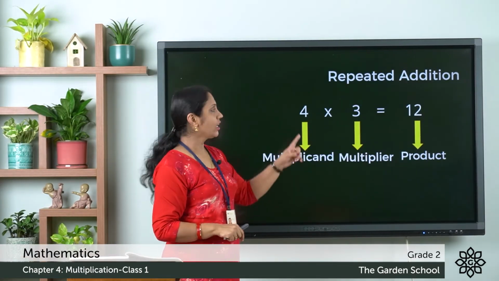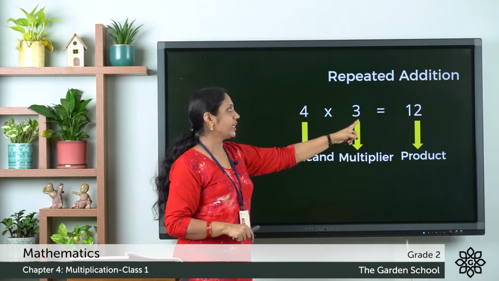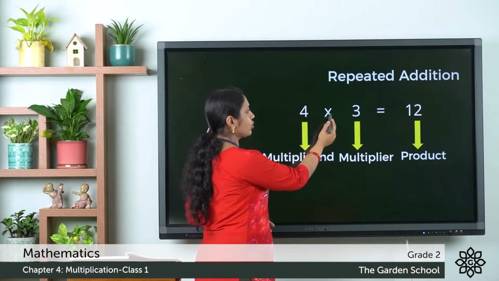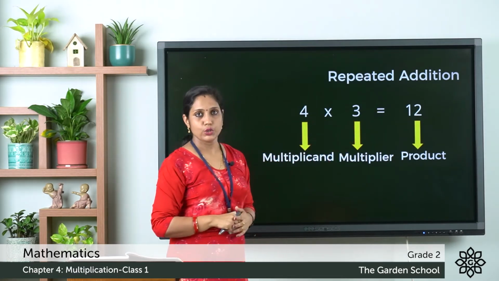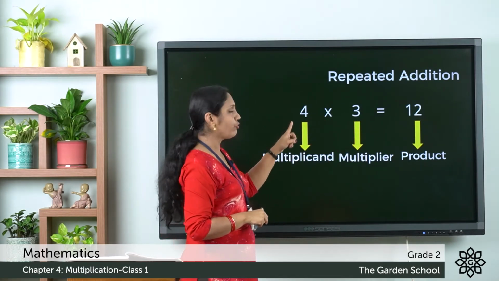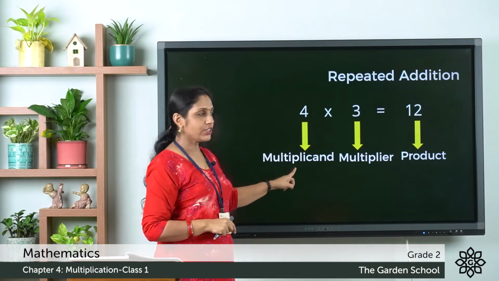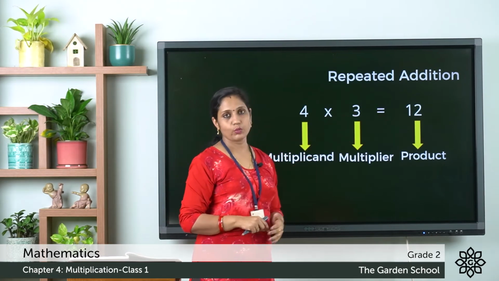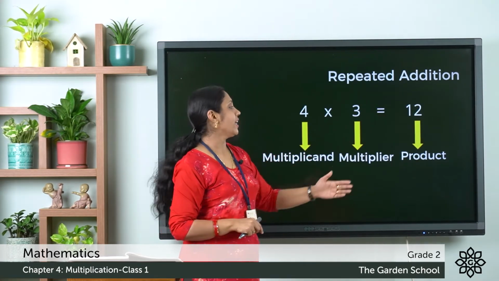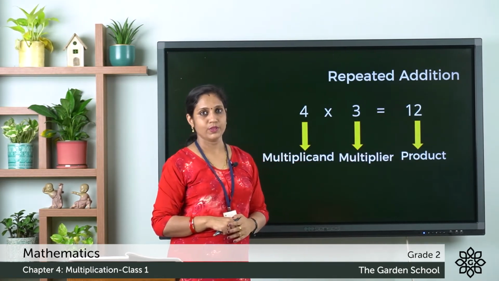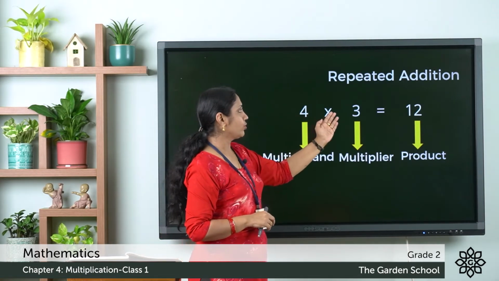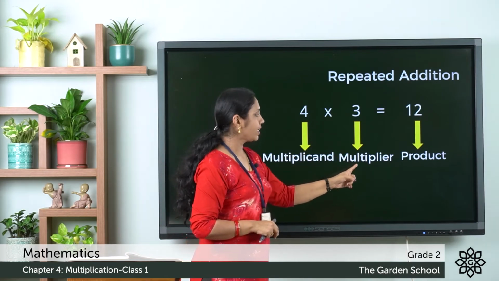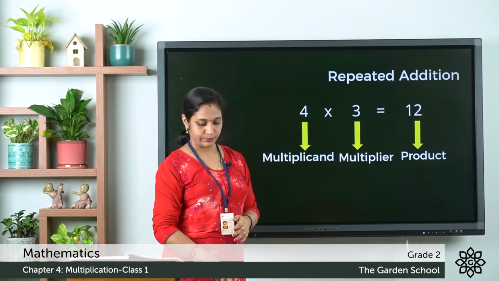So here you can see 4 into 3 is equal to 12. So how do we read this? 4 into 3 is equal to 12. So here the number 4 is the multiplicand, number 3 is the multiplier, and the answer that we get, that is 12 here, is the product. So in 4 into 3 is equal to 12, the multiplicand is 4, multiplier is 3, and the product is 12.